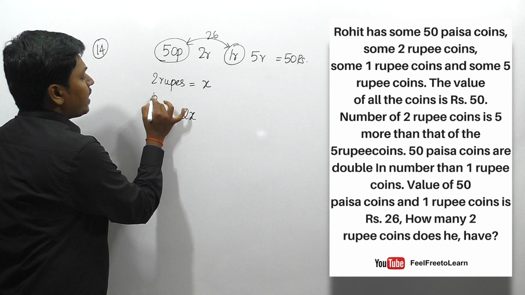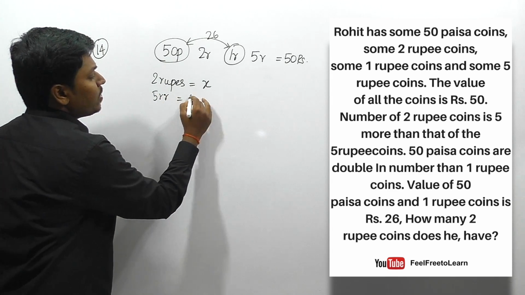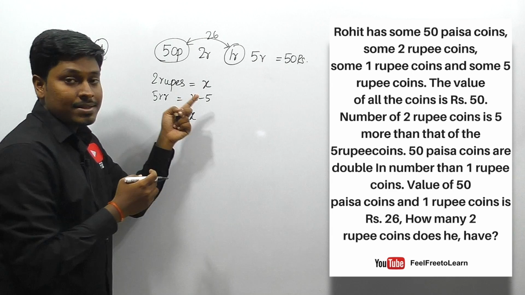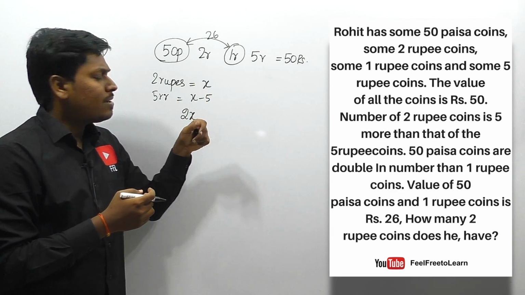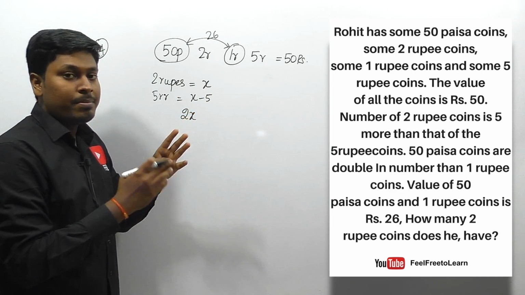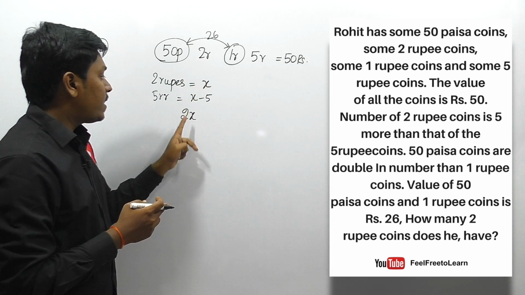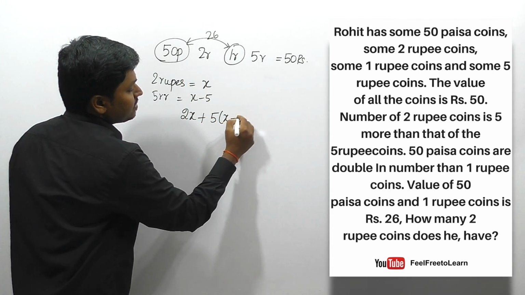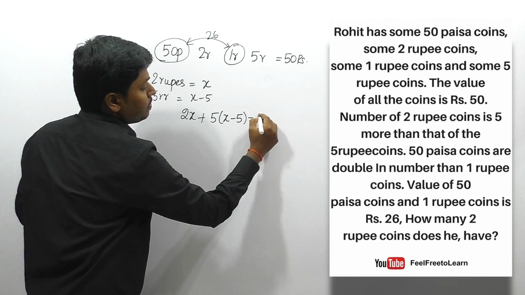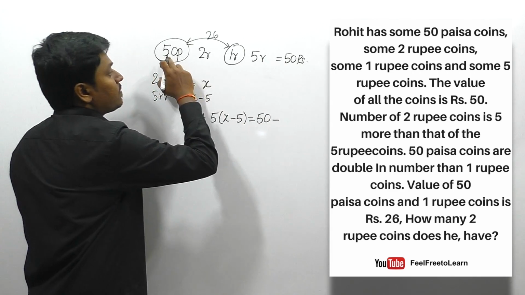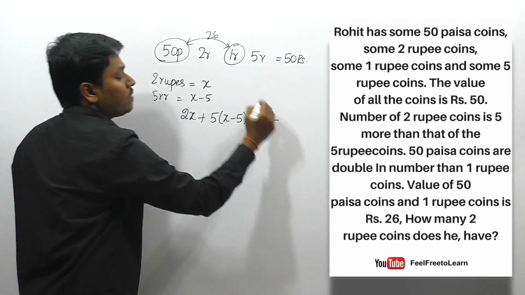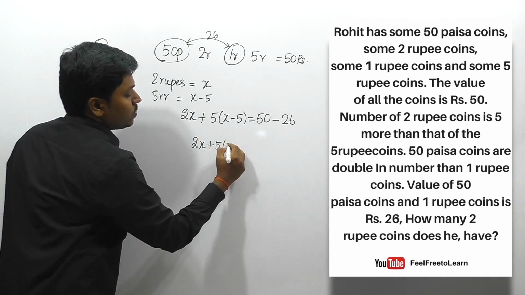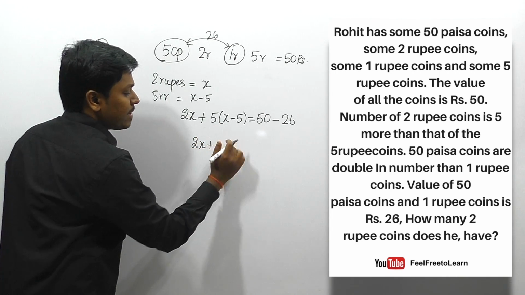And the 5 rupee coin, friends, listen carefully, will be x minus 5. Why? Because they have already told us the number of 2 rupee coins is 5 more than 5 rupee coins. So 2 rupee coin value can be kept as 2x, and 5 rupee coin value can be 5 into x minus 5, and the 50 paise and 1 rupee total value will be 26 rupees. So 2x plus 5 into x minus 5 can be written as 5x minus 25.